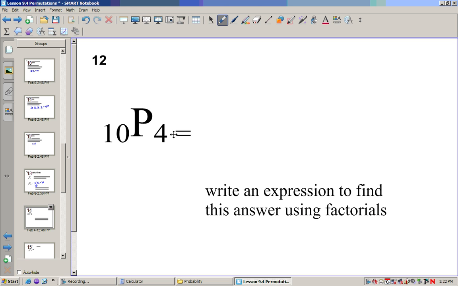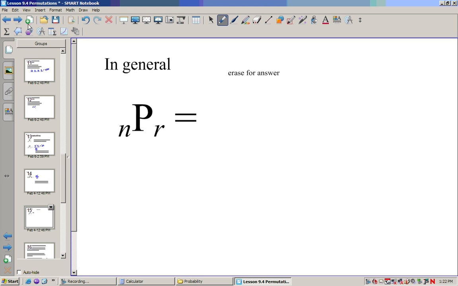Or if I say 10 permute 4, that's 10 factorial over 6 factorial, because this would be 10 times 9 times 8 times 7. And we want all the rest to cancel out, so 6 factorial has to be underneath. So the formula will just be n factorial over n minus r factorial.